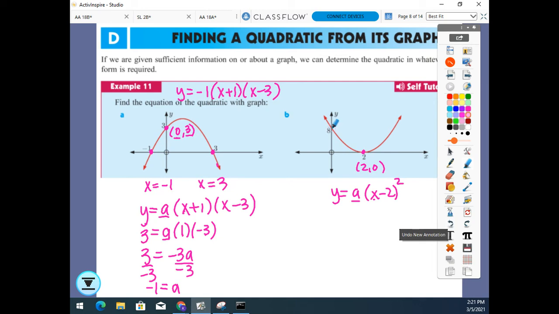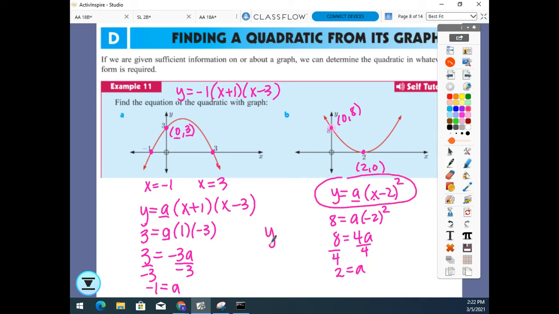Okay, now I'm going to choose another point on my graph. The only other point we know is 0, 8, my y-intercept. So I'm going to substitute 8 in for y and 0 in for x. And I get 4a. So when I solve for a, I get 2. So my final answer, if I come back up here, is y equals 2 times x minus 2, squared.